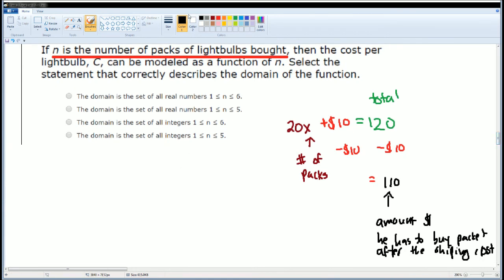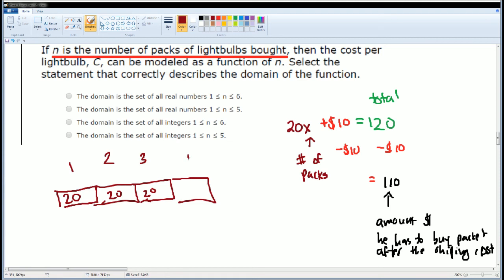So, packs, and each of them is 20 bucks. So how much can he buy? Well, he can buy one, which is 20 bucks. He can buy two, which is going to be 40 bucks. Then he can buy three, which is 60 bucks. He can buy four, which is 80 bucks. Then he can buy five, which is 100 bucks. Can he buy six? No, he cannot buy six because this would be 120. Okay, he cannot buy the 6-pack. So he could buy one pack up to the 5th pack.